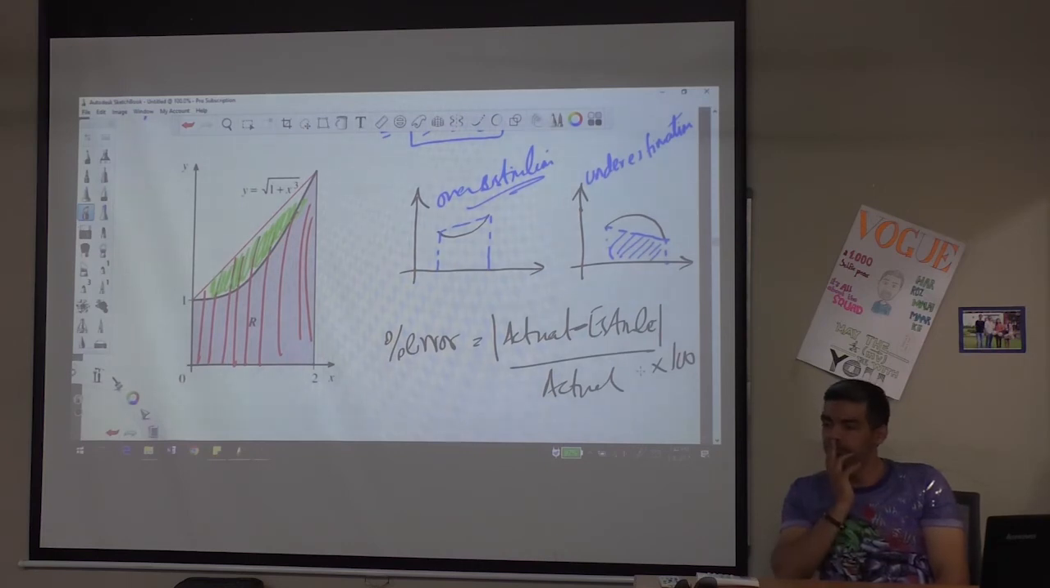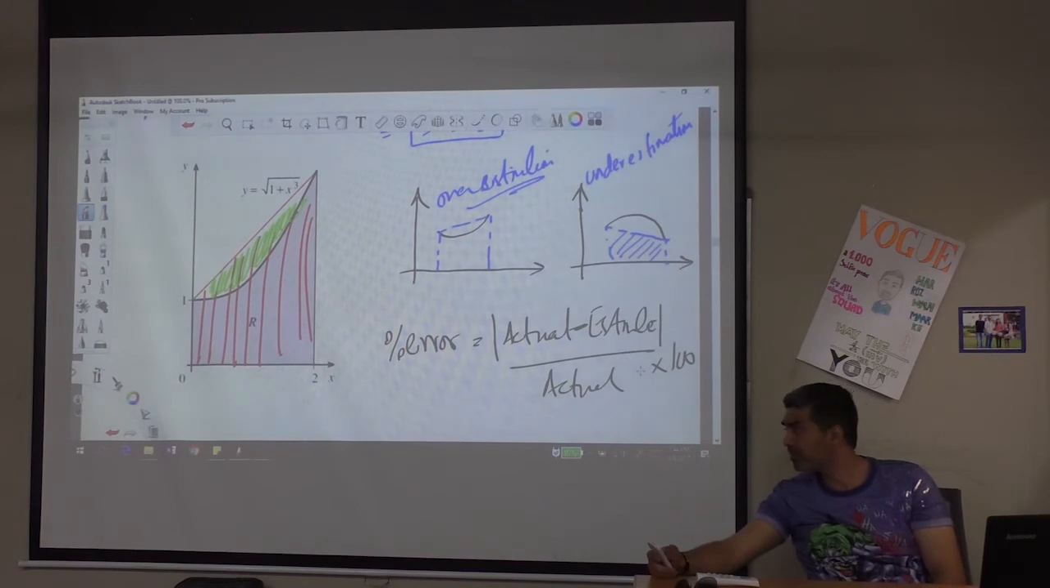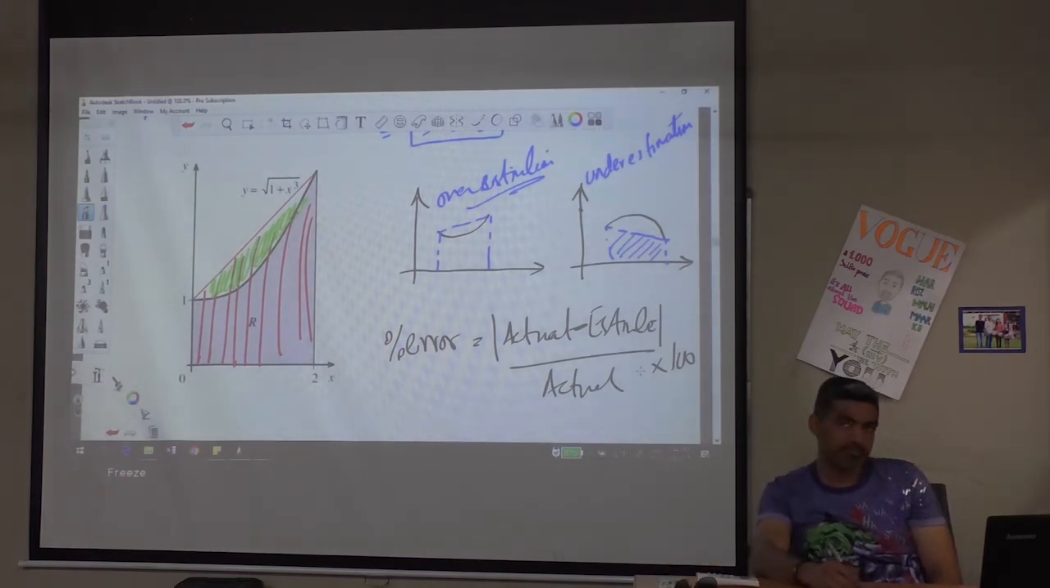Show the trapezium rule. Trapezium rule, nothing. We can do one more question. The rest of you, nothing, trapezium rule just for the sake of practice.